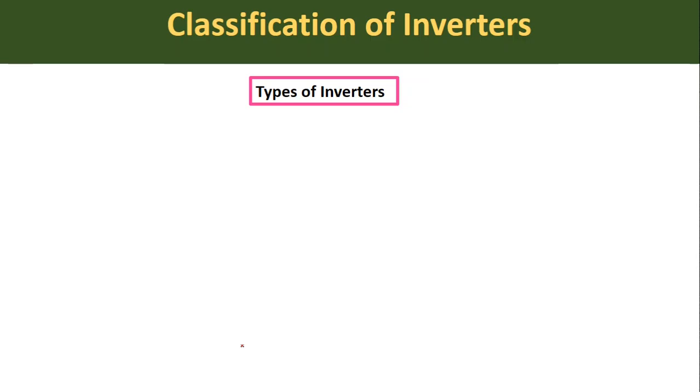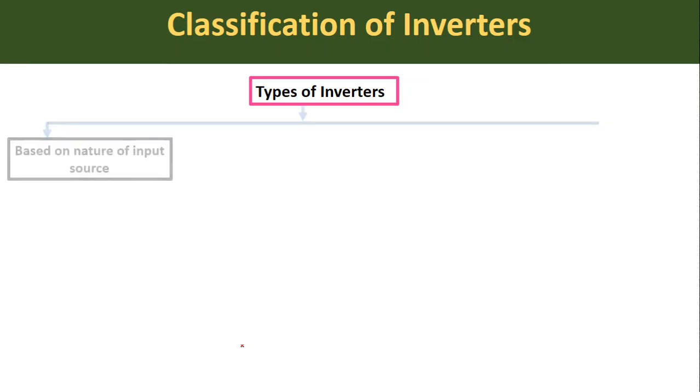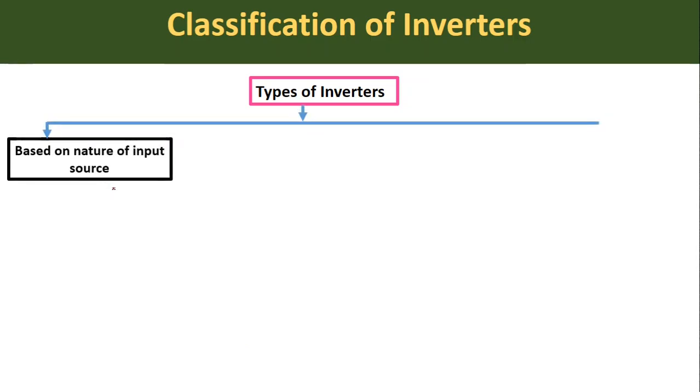Next topic is classification of inverters. First classification is based on the nature of input source. So according to the nature of input source, there are two types of inverters. First one is voltage source inverters and second one is current source inverters.